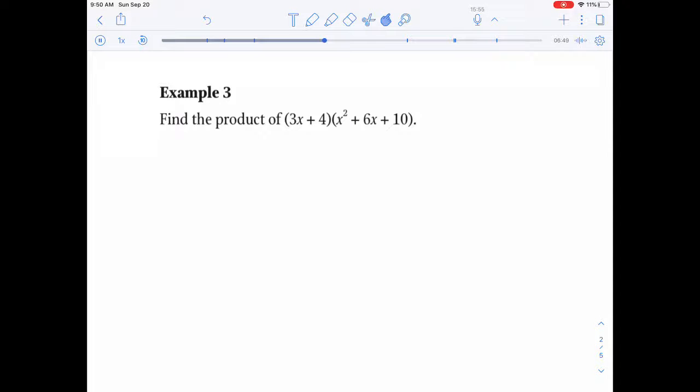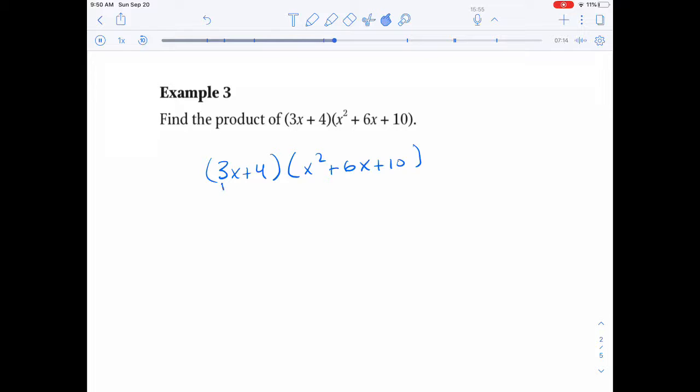Example 3. Find the product of the sum of 3x plus 4 and the sum of x squared and 6x and 10. All right, so let's begin by writing out our binomial 3x plus 4 and multiply it by our trinomial x squared plus 6x plus 10.